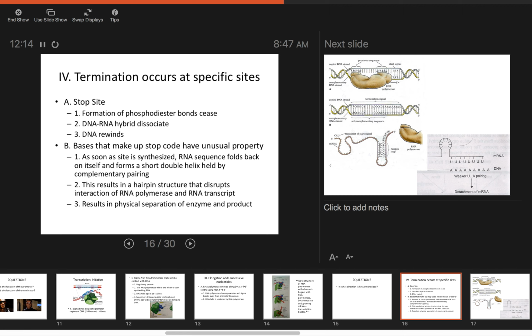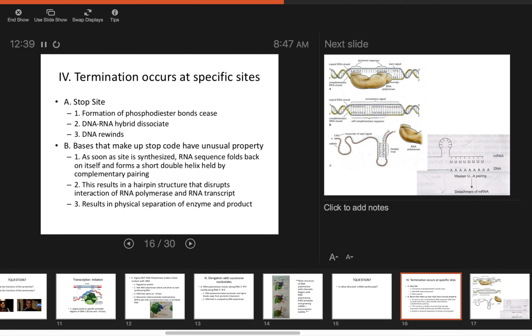When the RNA polymerase, the whole enzyme, reaches that stop site, phosphodiester bonds no longer are formed. We have this DNA-RNA hybrid. What they do is they just fall away from each other, okay? And then DNA rezips back up. Bases that make up the stop code have this unusual property, and that's why they're considered stop codons.